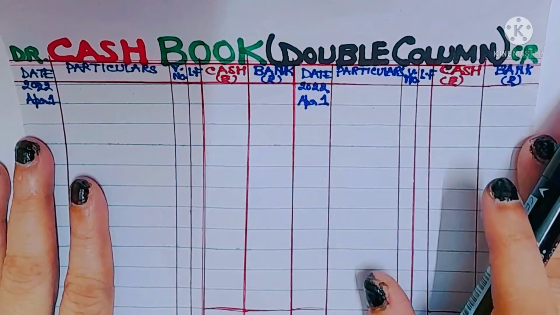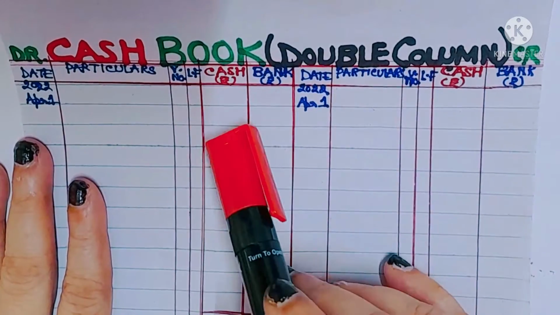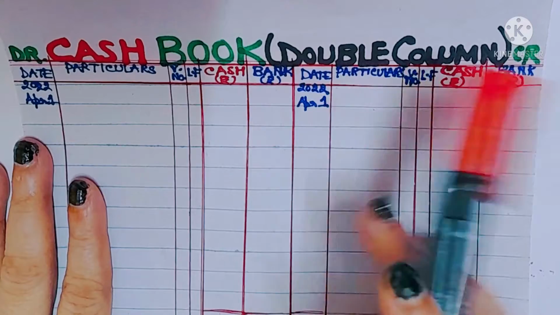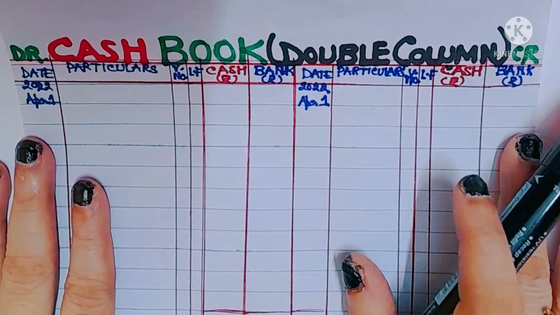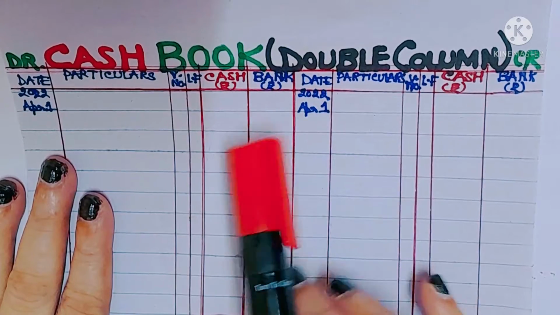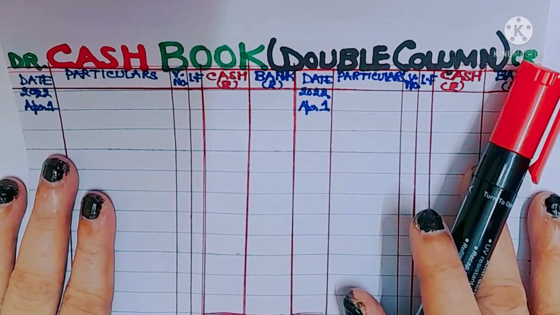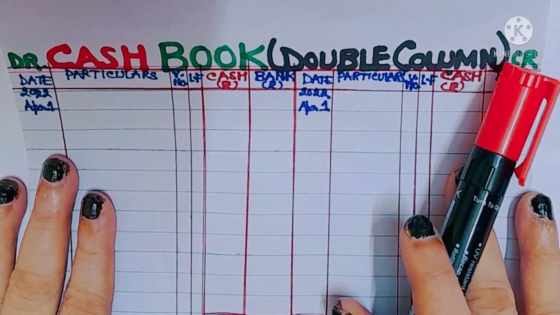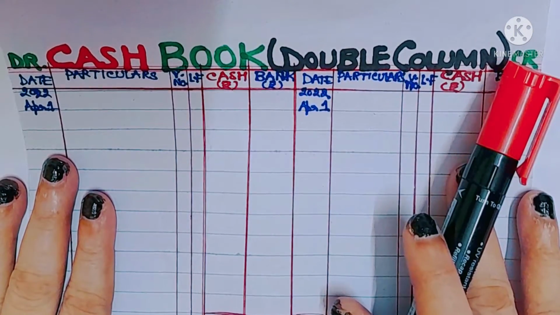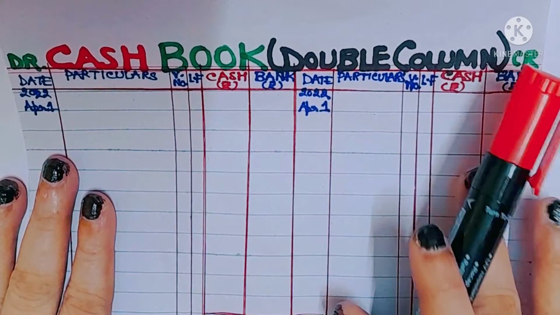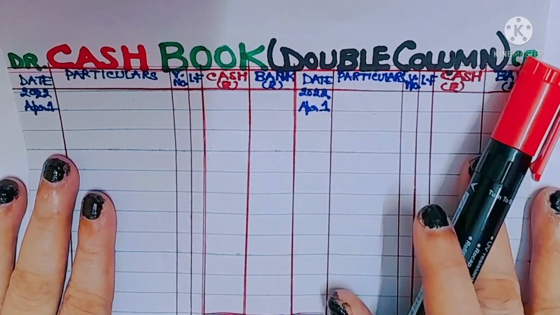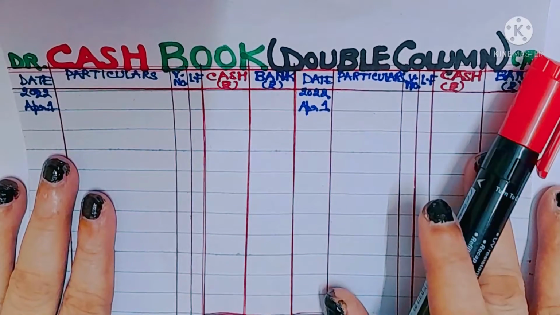Cash column represents cash account and bank column represents bank account. The cash column will always show a debit balance, but the bank column may show a debit balance or a credit balance. If the bank column shows a credit balance, it is known as bank overdraft or overdraft. Okay? So let's go through the problem.